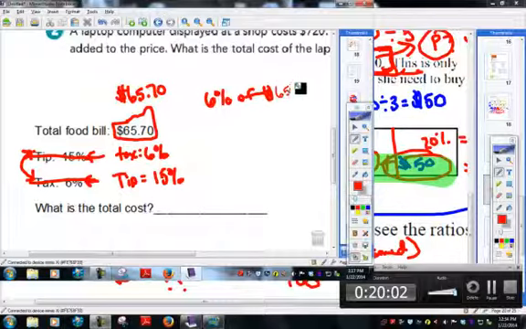65.70. First thing you got to do is turn that into a decimal. Remember, 6% is the fraction 6 out of 100. All fractions are division problems. 6 divided by 100 equals 0.06. 6 hundredths. So this has got to become 0.06.